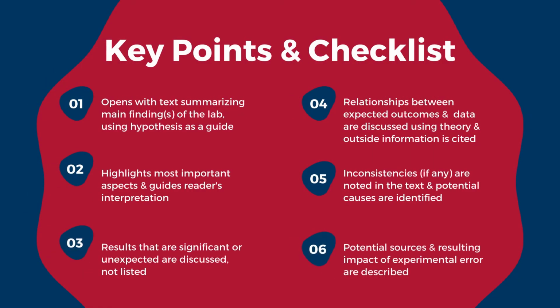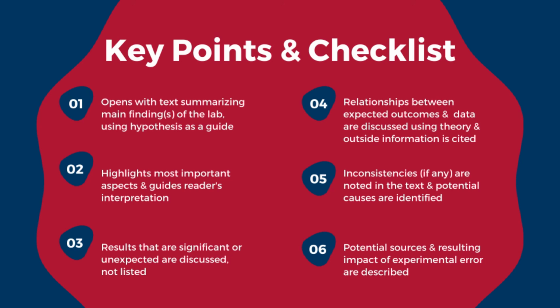Here are the key points that a combined results and discussion section should include. The first paragraph should begin with text summarizing the main finding of the lab and using the hypothesis as a guide. Results should be presented in a manner that highlights the most important aspects and guides the reader's interpretation of the data. Results that are significant or unexpected are discussed rather than simply listed. Relationships between the expected outcome and the data obtained during the experiment should be discussed using theory from course material or outside sources, relating back to the introduction.